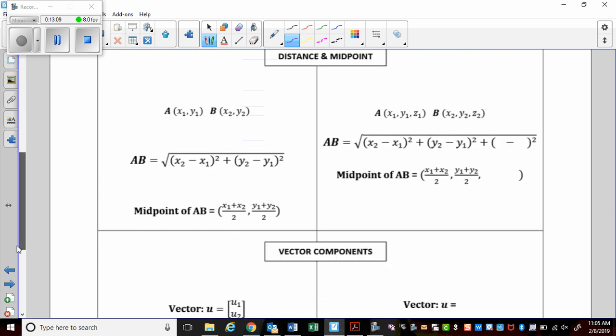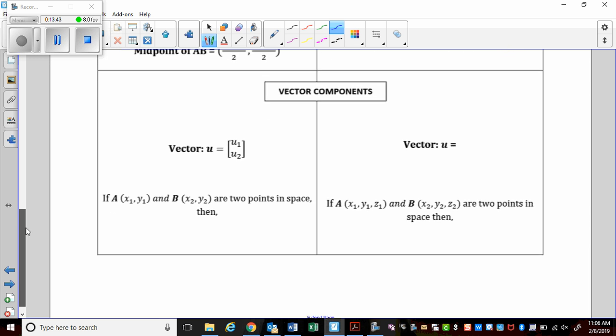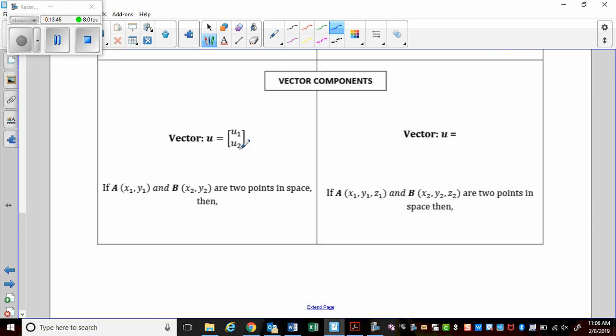Let's keep going. Let's look at how the distance formula changes. Usually it's x minus x squared plus y minus y squared, then take the square root of it. Now we have x minus x squared, y minus y squared, and then we're going to have z minus z squared. The midpoint, we're just going to add on to that, and it's going to be z1, since they started with the first one, plus z2 over 2. Our vector, instead of just being x, y, now it's going to be x, y, z.